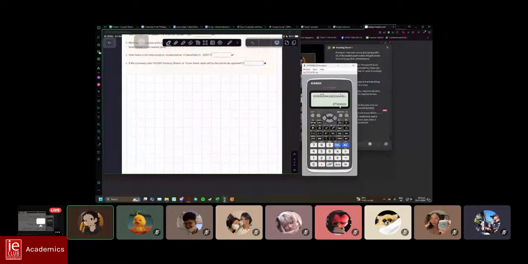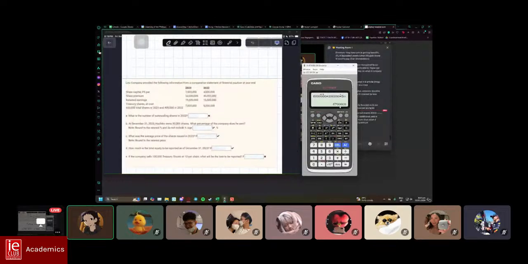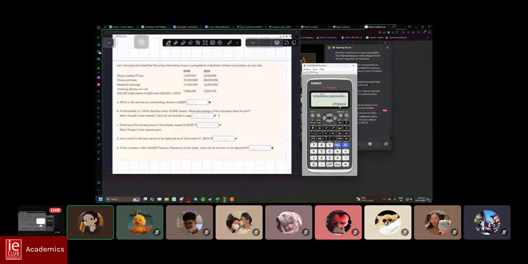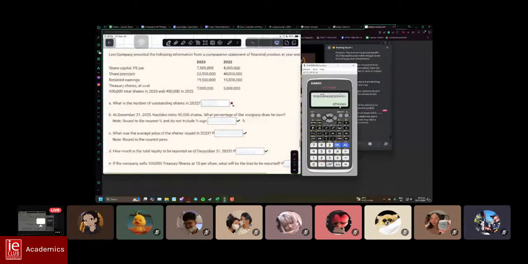Okay. Last item. Levi Company provided the following information from a comparative statement of financial position at year end. What is the number of outstanding shares in 2022? So guys, on God, I wasn't wrong here. Sir was the one who was wrong. Like he literally said in class.